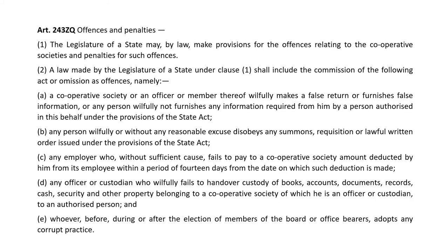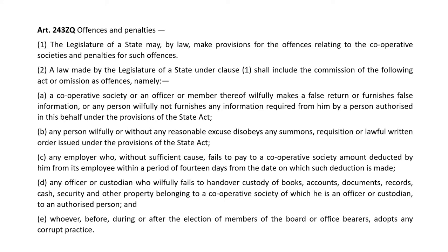Article 243 ZQ. Offences and Penalties. The legislature of a state may by law make provisions for the offences relating to the cooperative societies and penalties for such offences. A law made by the legislature of a state under clause 1 shall include the commission of the following acts or omissions as offences, namely: a cooperative society or an officer or member thereof wilfully makes a false return or furnishes false information, or any person wilfully not furnishes any information required from him by a person authorized in this behalf under provisions of the State Act.